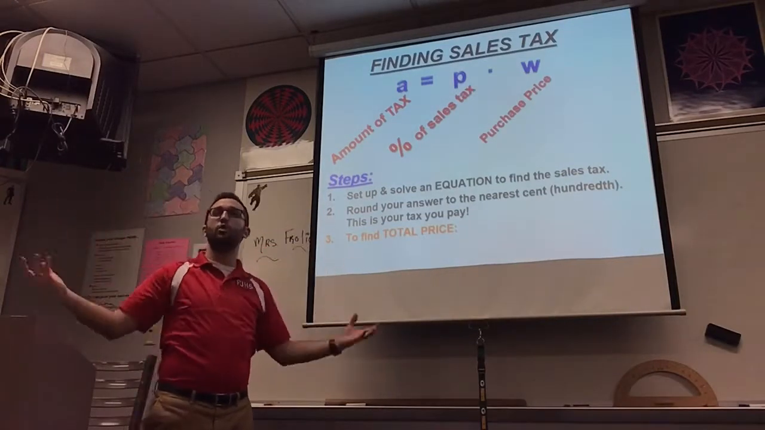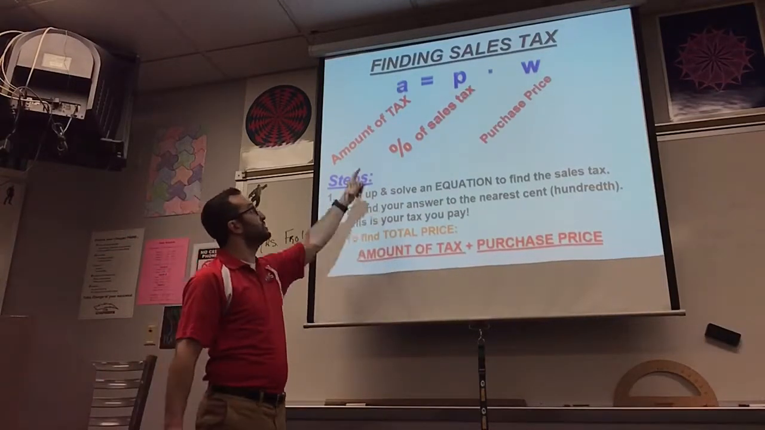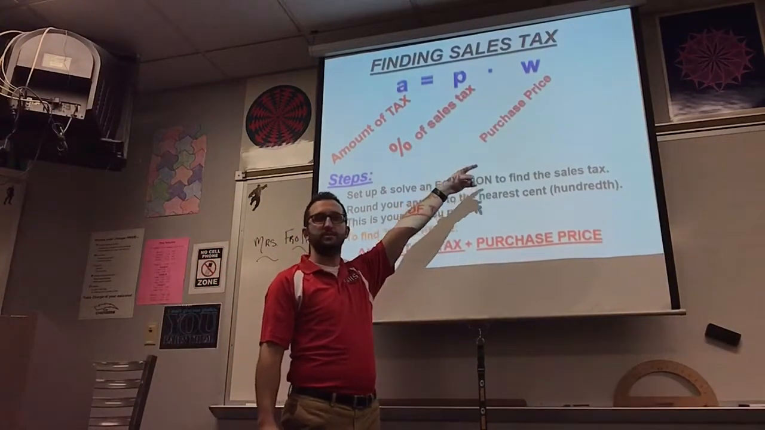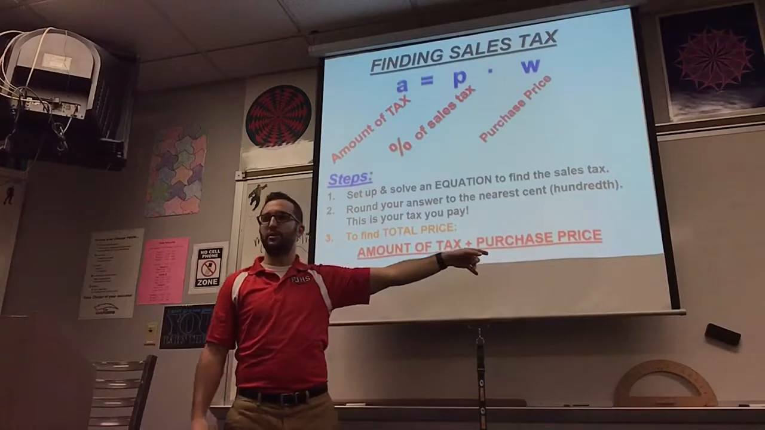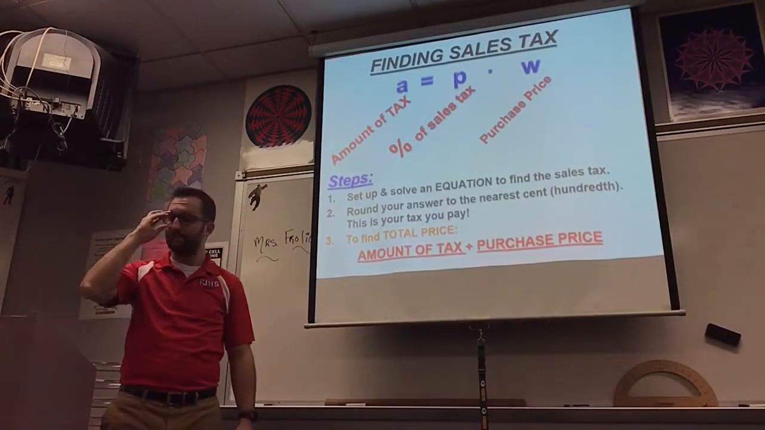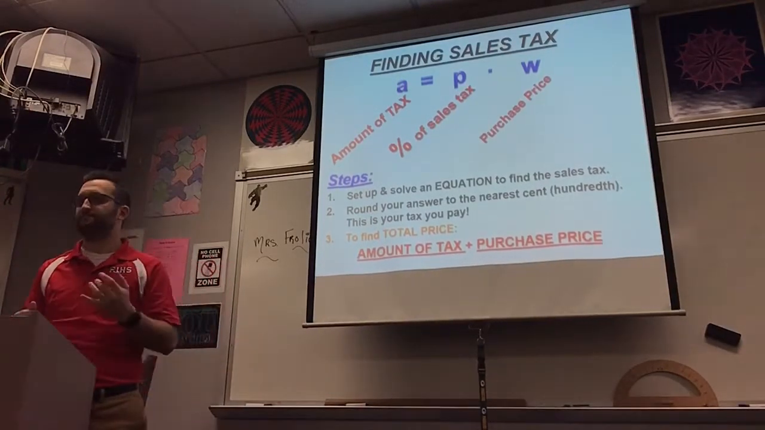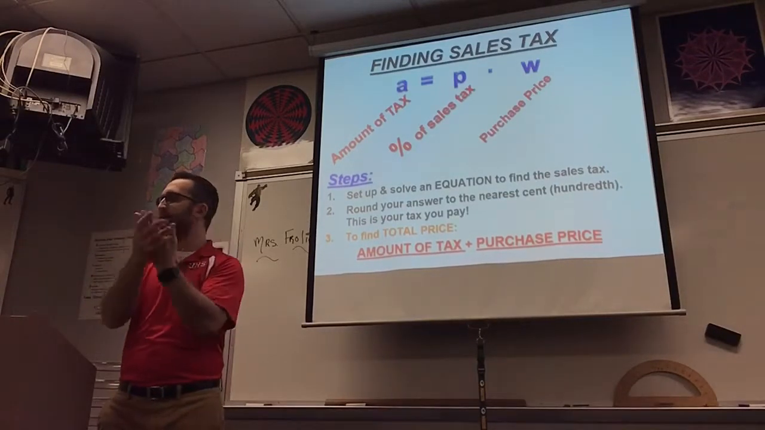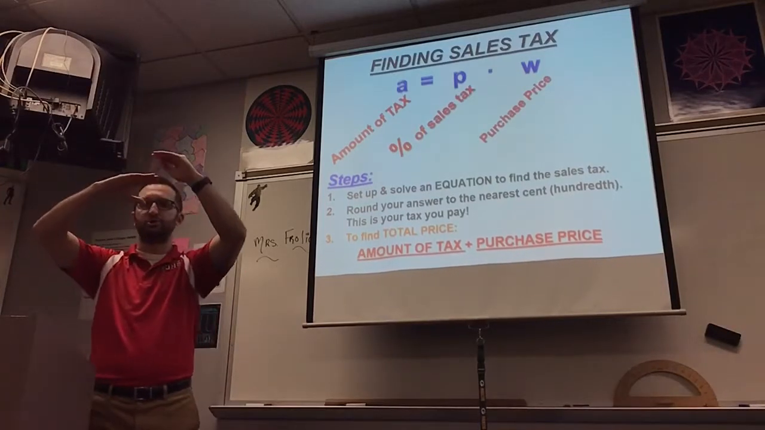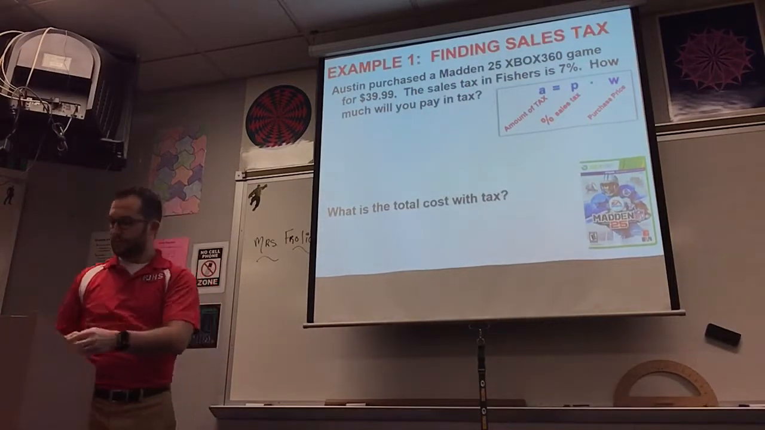Then if I want to find the total price, including tax, I take that amount of tax, which is the A, and add it to the purchase price, which is W. So this is like A plus W. You should probably be writing that down. It's small, but you can get it. So it's the amount of tax plus the purchase price. That's how we find the total price. That makes sense, right? You just take the price and then add the tax to it. That's what they do at the store. When you get a receipt, you'll see the original price, then you'll see the price with tax. So let's just dive right in, okay?